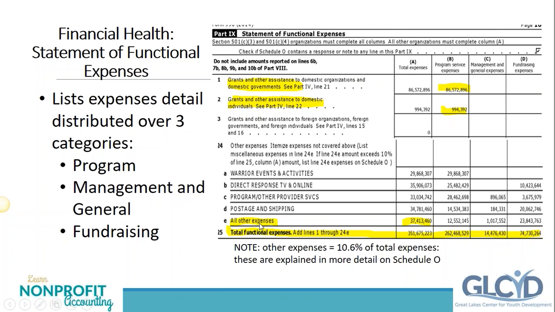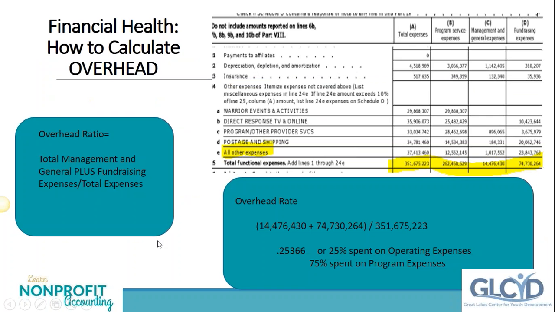And down here is where you can find those other expenses I was talking about. These other expenses should all be explained on Schedule O. I just noted that the other expenses here are 10.6% of their total expenses. And I did look on Schedule O, and they had explained in more detail what those expenses were. These other expenses just don't fit in categories that are already listed. And that's all that means.